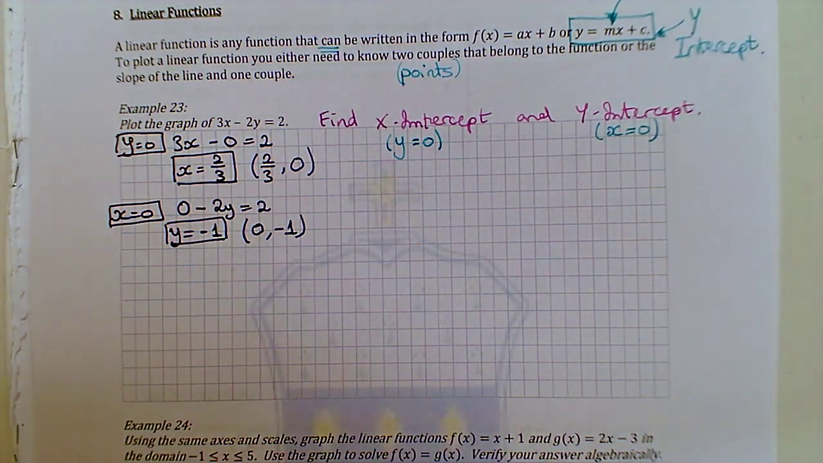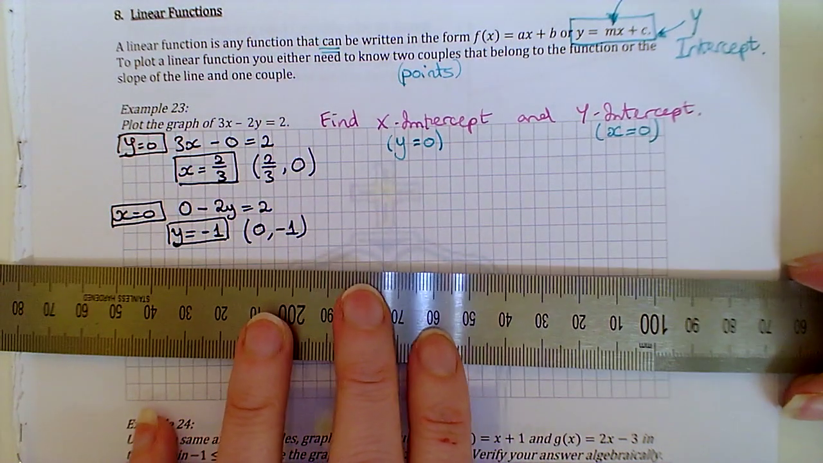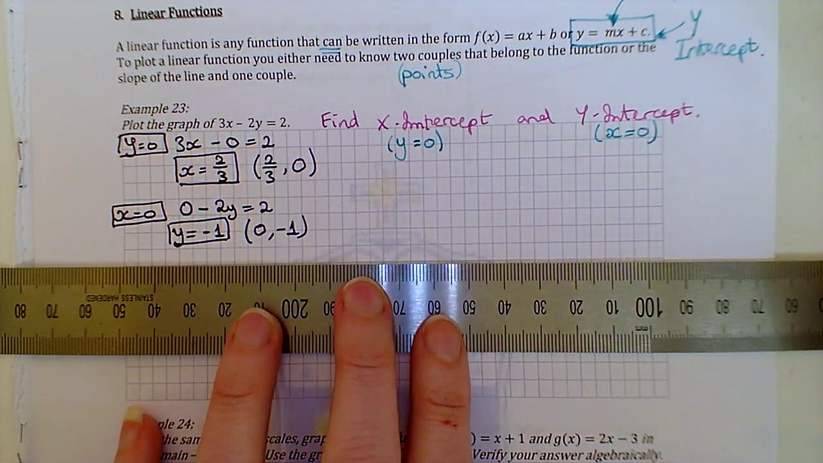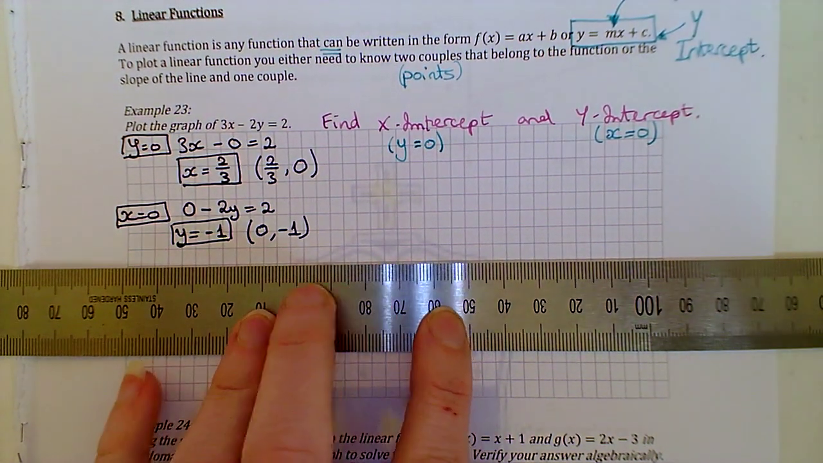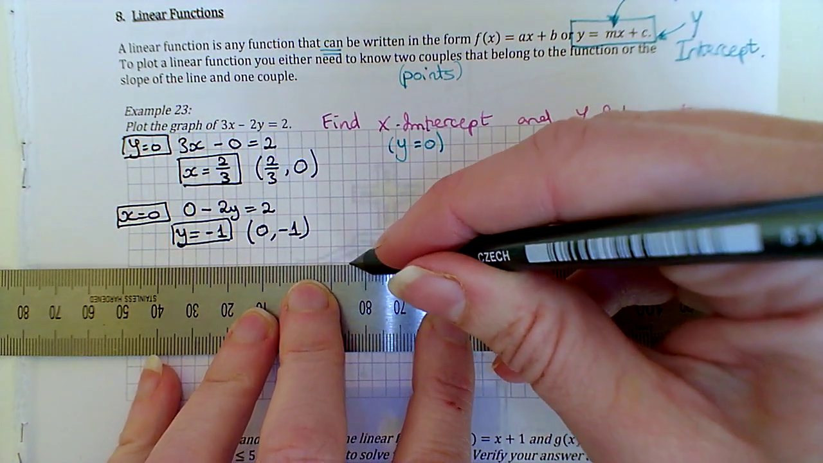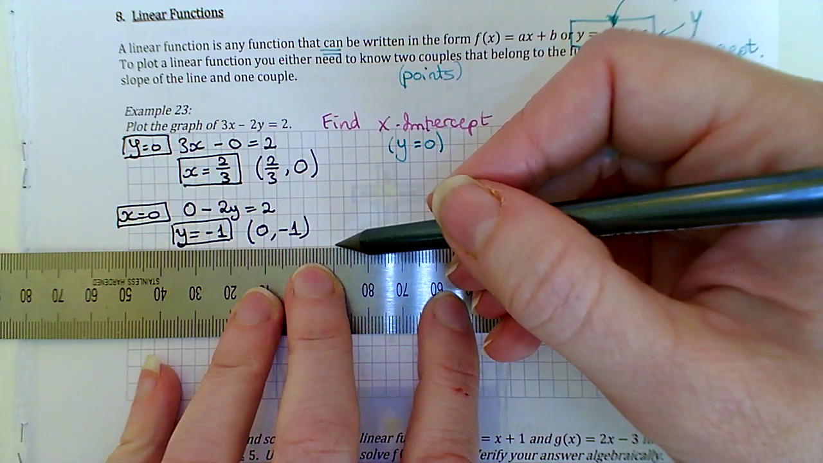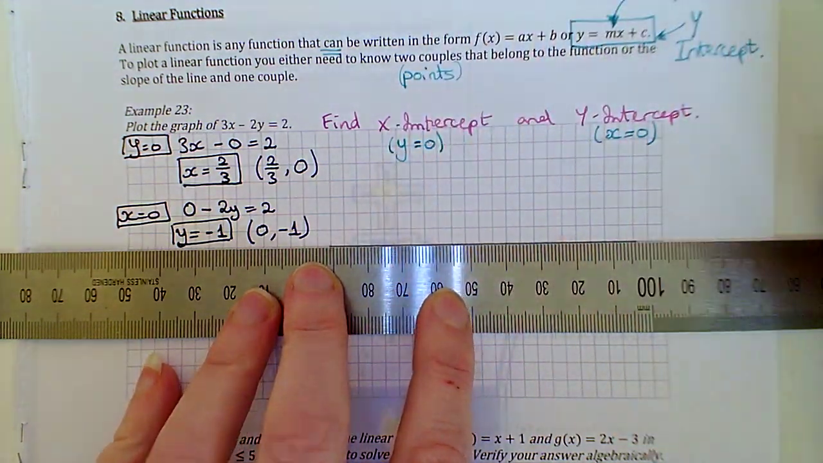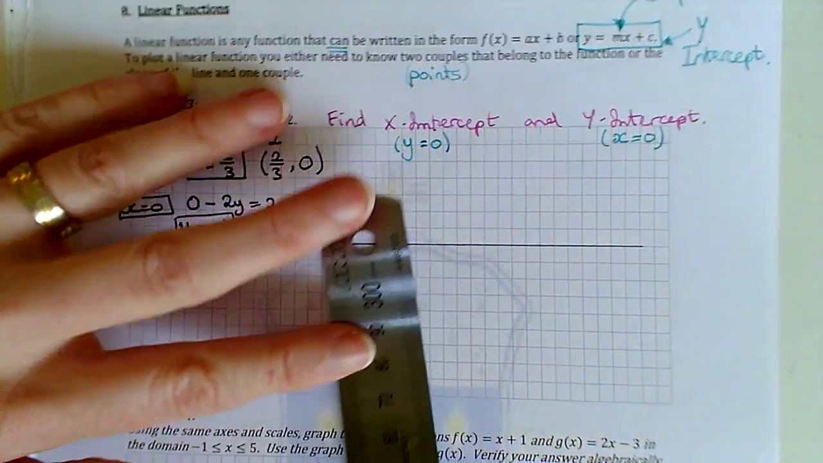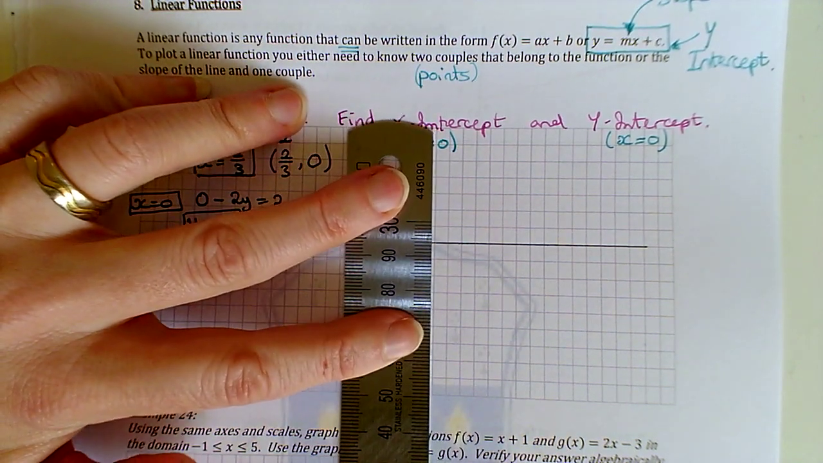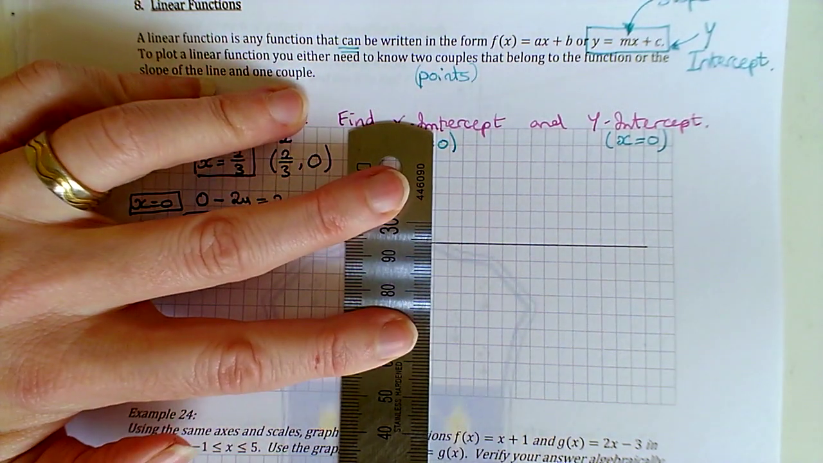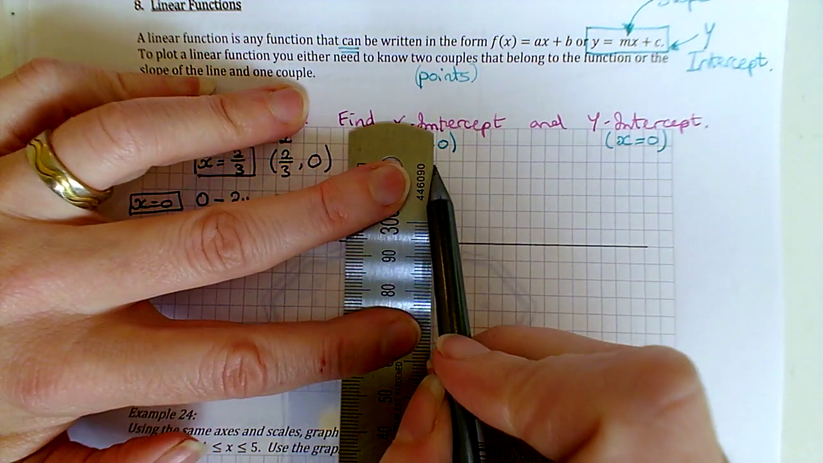So we'll draw our axes, and we need to go over at least as far as 2/3 in the x direction, and go up a little bit more. We need to go down as far as minus 1 in the y direction. So just give yourself plenty of space, well, depending on how much space you have in your notes after you've done your calculations.